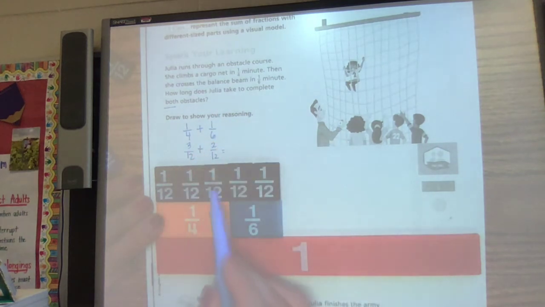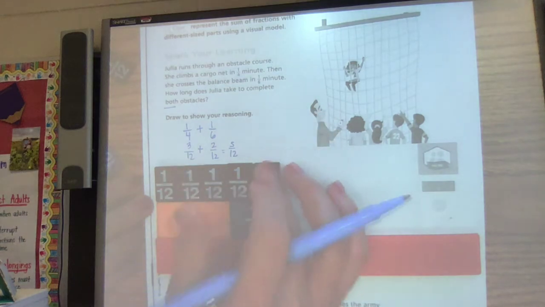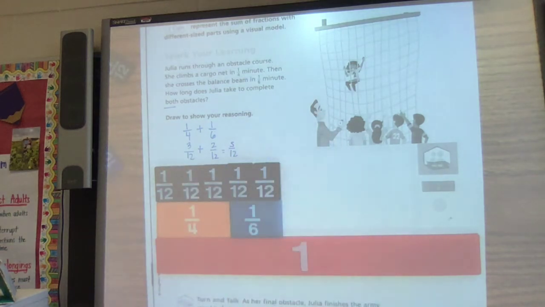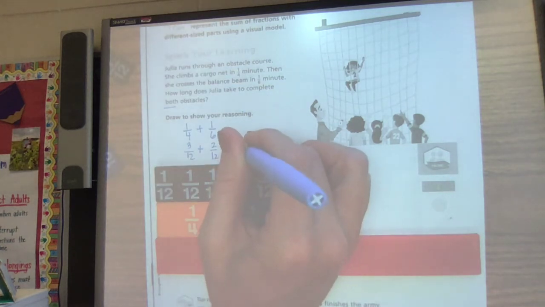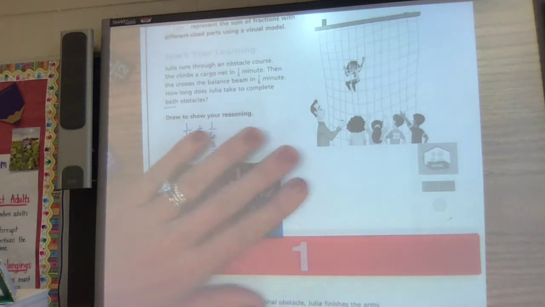If I put those together, 1, 2, 3, 4, 5, that is 5/12. Another thing I like to think about is my fraction. Is 5/12 larger or smaller than 1/2? I know that half of 12 is 6. So I'm thinking that 5/12 should be smaller than 1/2, and it is. It's smaller than 1/2. And that's just something good to keep in our mind as we're thinking about our fractions. So it didn't quite take her 1/2 of a minute, which we know is 30 seconds. Okay? So there's that first one.